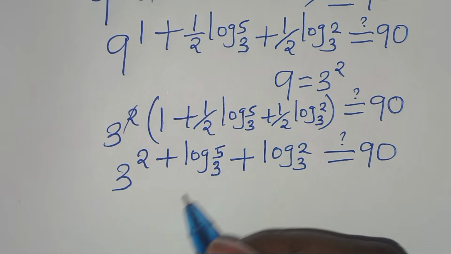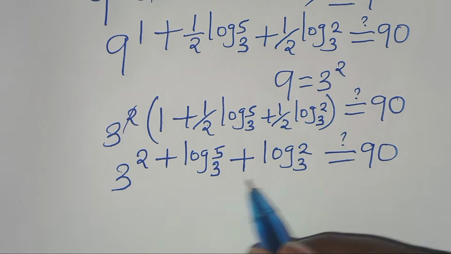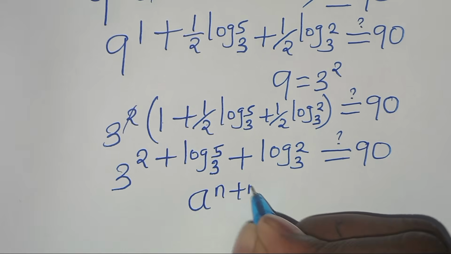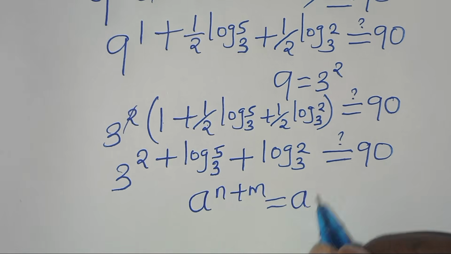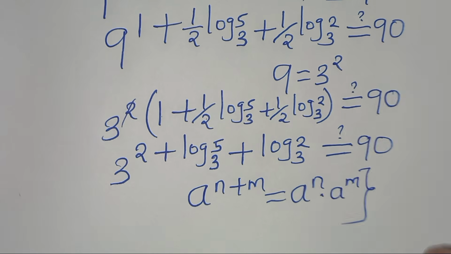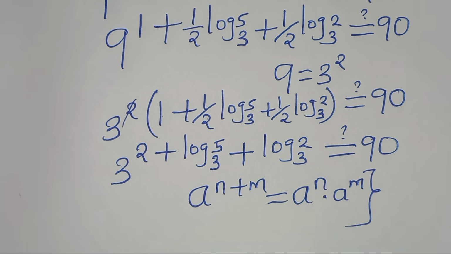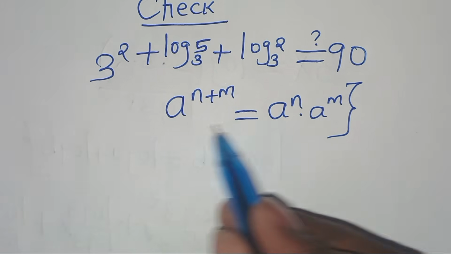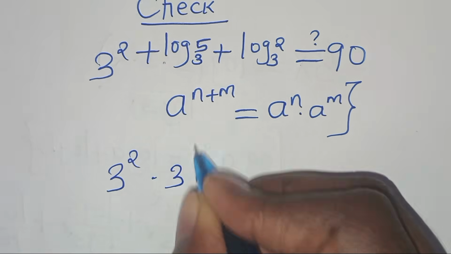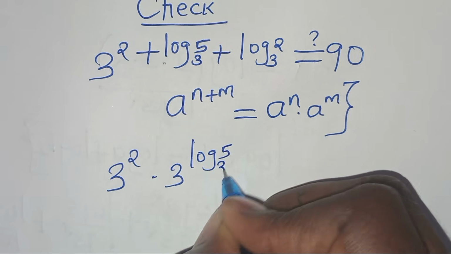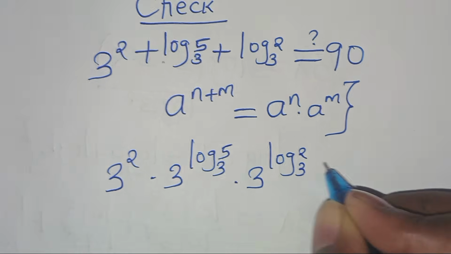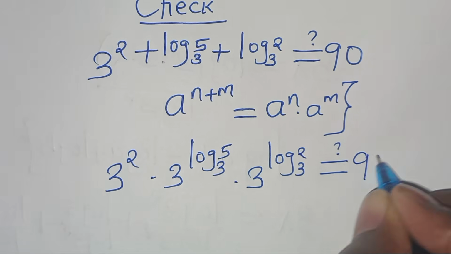The next step is that 3 to the power of 2 plus log 5 to base 3 plus log 2 to base 3. This is in the form of a to the power of n plus m, which can be expressed as a to the power of n times a to the power of m. Applying this exponent property, then we have 3 to the power of 2 times 3 to the power of log 5 to base 3 times 3 to the power of log 2 to base 3. This is supposed to give us a value of 90.